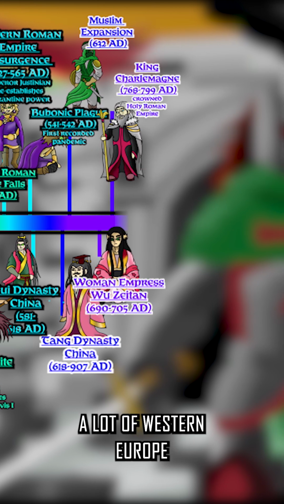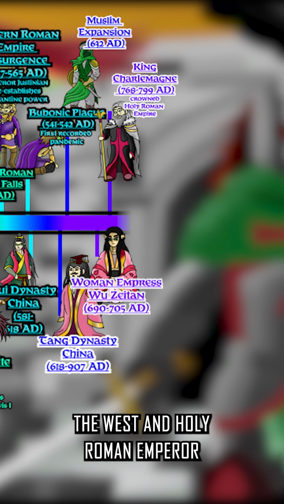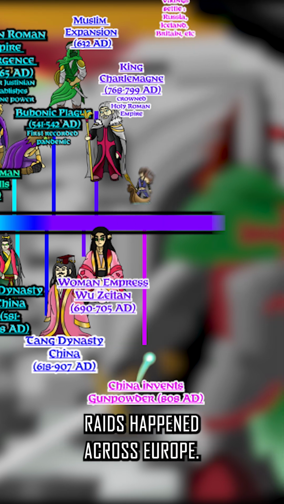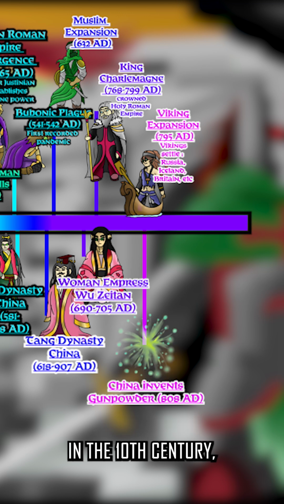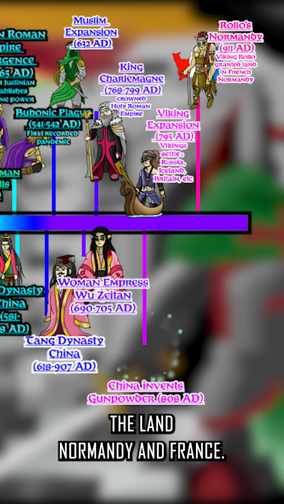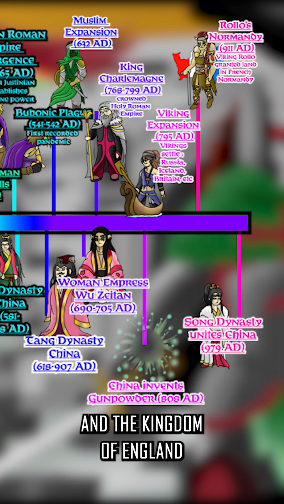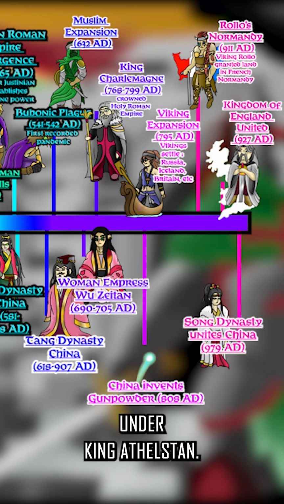a lot of Western Europe, and was crowned the Western Holy Roman Emperor in the 9th century. China invented gunpowder, and Viking raids happened across Europe. In the 10th century, the Viking ruler was granted the land Normandy in France. In China, the Song dynasty overtook the Tang, and the Kingdom of England became a unified state under King Athelstan.